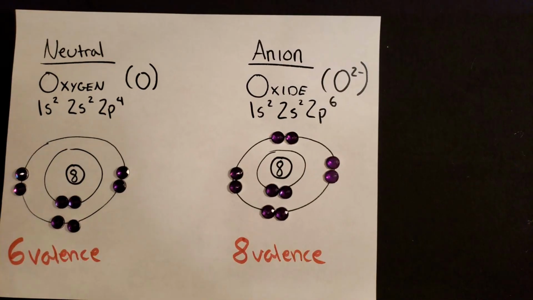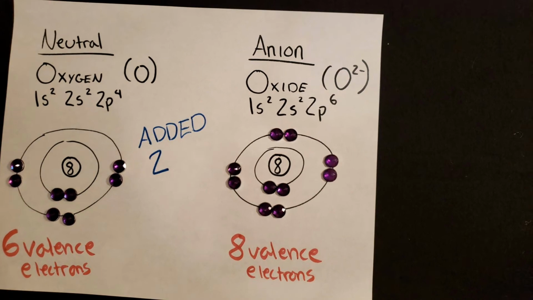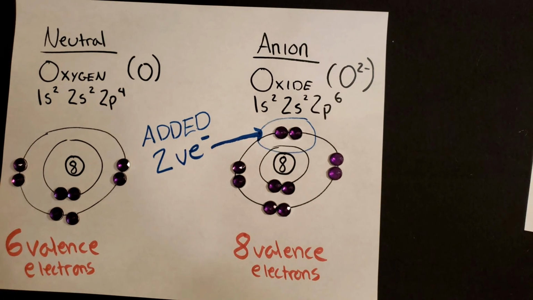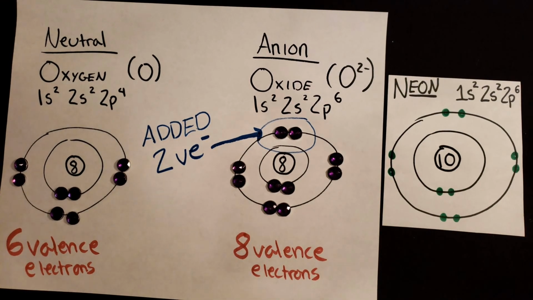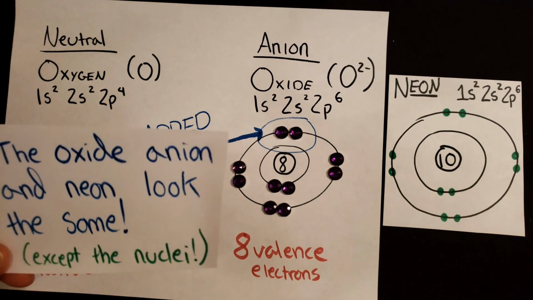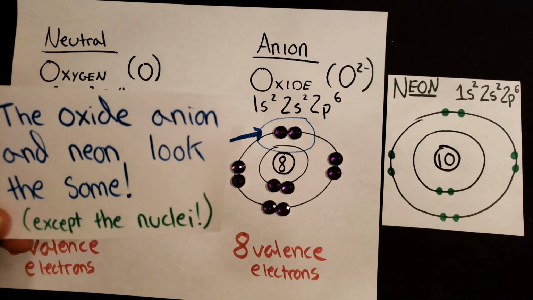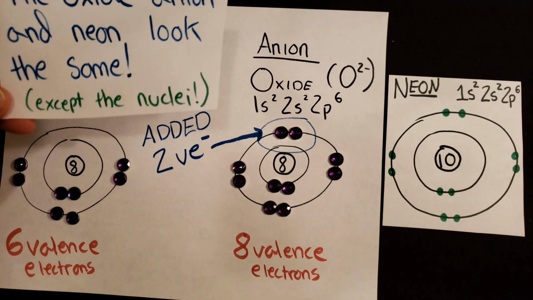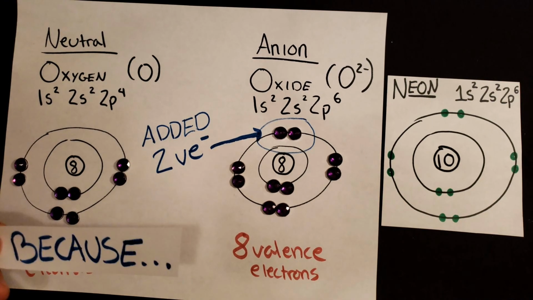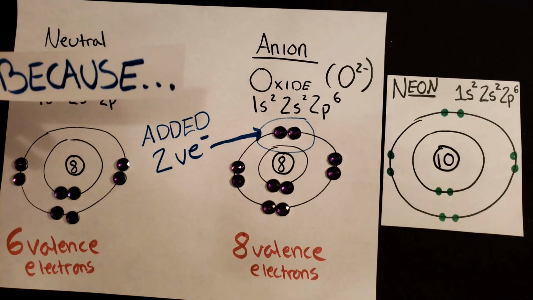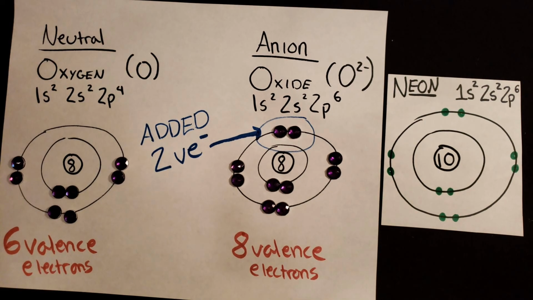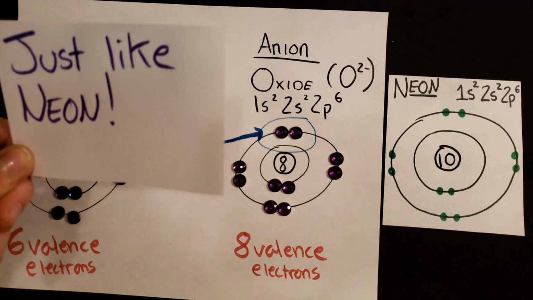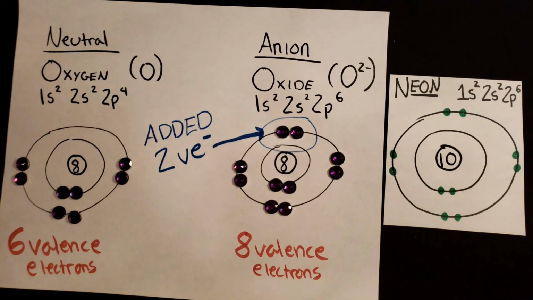Let's compare the neutral atom with the anion. We added 2 valence electrons to the neutral atom to create the anion oxide. And that not only made it a negatively charged ion, but it also made the electron configuration look just like neon. And the reason why it looks just like neon is because we added those 2 valence electrons because we want to have 8 valence electrons. So even though we didn't change the nuclei, add any protons, it looks like neon's electron configuration.